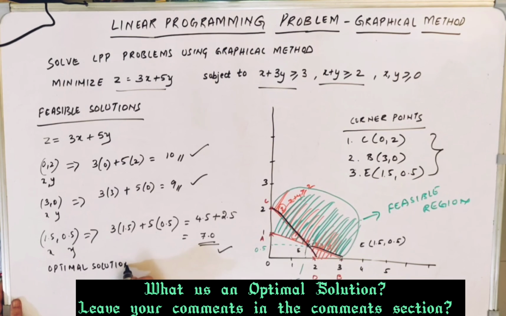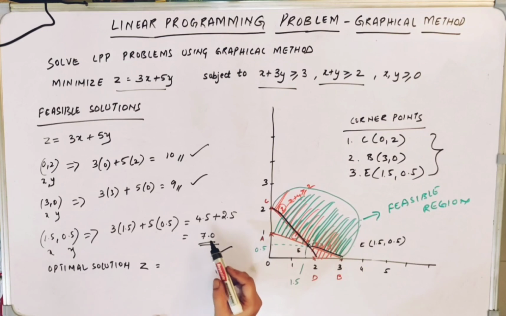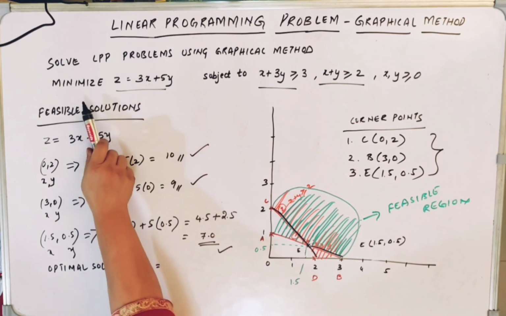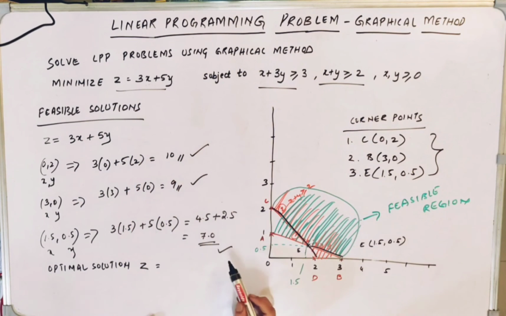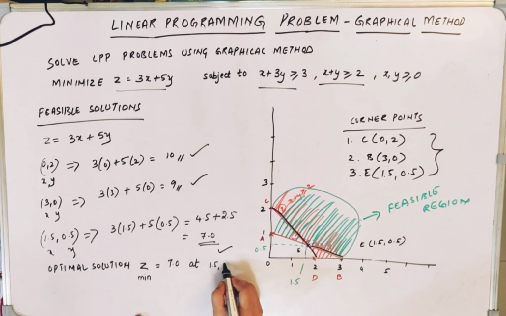Now let's arrive at the optimal solution. For the optimal solution Z, we'll have to take the minimum of all these 3 values because we are minimizing the objective function. So what is the least of these? It is 7.0. So Z min is 7.0. It occurs at which point? 1.5 and 0.5. So this is our value for minimizing the objective function.